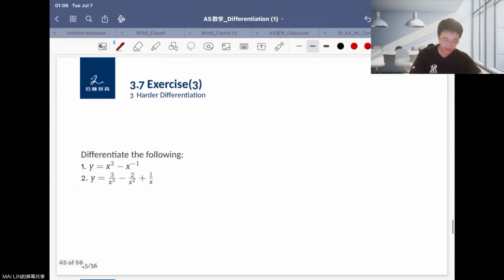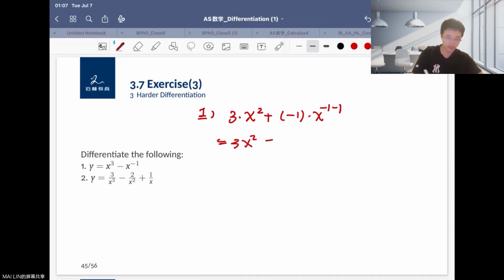Okay. And also here's an exercise for you. If you want to try yourself, you can pause the video and do it yourself. But if you follow with me, you can keep on going. For the first problem, for x cubed, we first put 3 in front of it, 3 times x squared. For the second one, it's negative 1 in front, and x to the power of minus 1. So here we can say that it is 3x squared minus x to the power of -2.